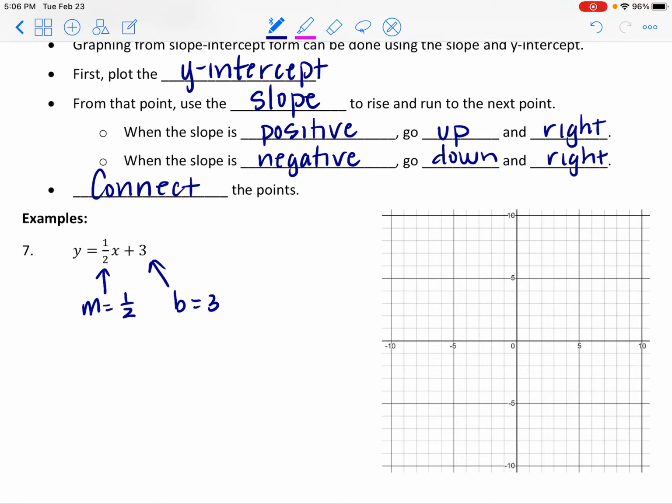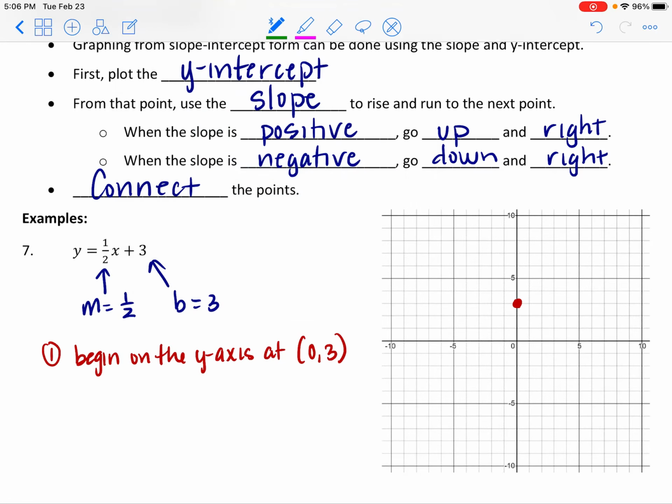So that means I'm going to begin on the y-axis at 3, at (0, 3). And this is just for good notes for you. So that's what I'm going to do first. I'm going to begin on the y-axis at (0, 3), and make a point there. That's where this graph crosses the y-axis.